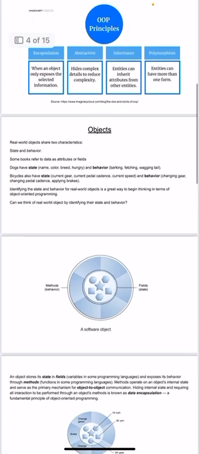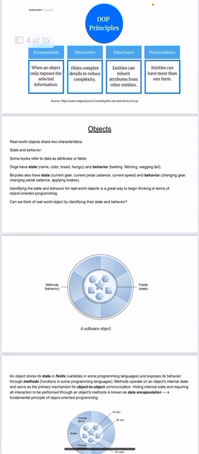Now let's talk about objects. Now we said real-world objects share 2 characteristics: state and behavior. So for each object that we're trying to understand, we have to understand what are the states of this object and what are the behaviors, that is the methods. Some books refer to data as attributes or fields.